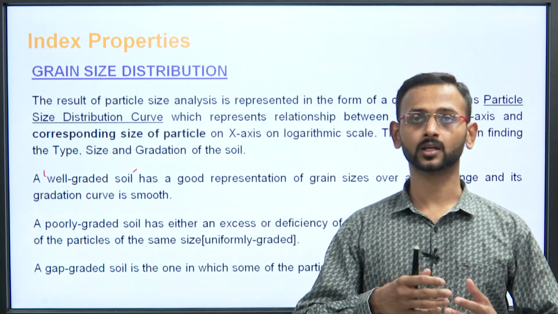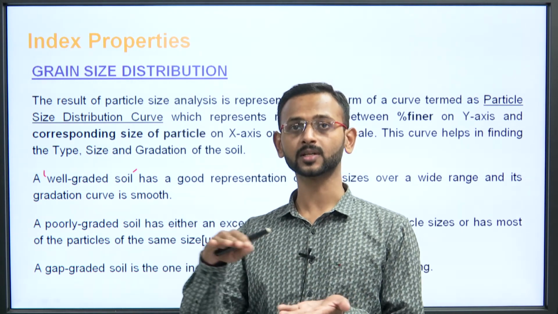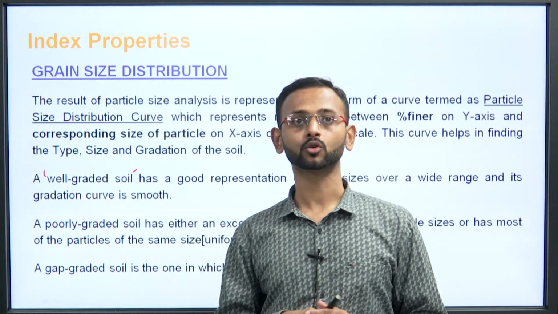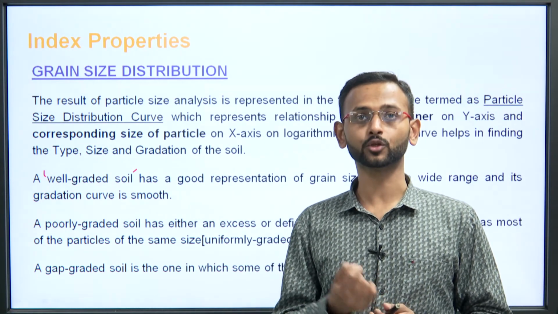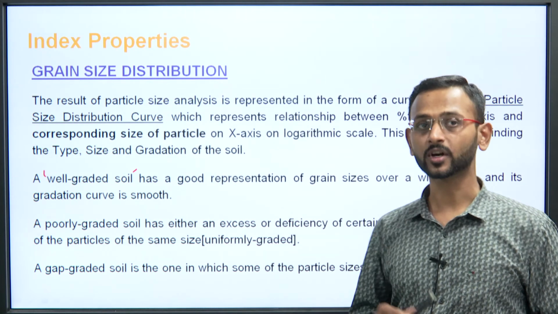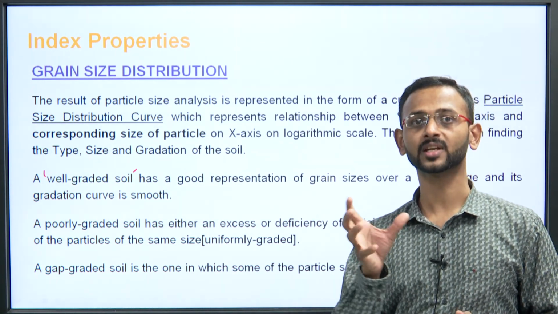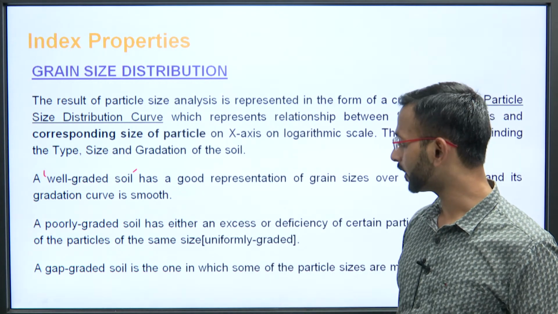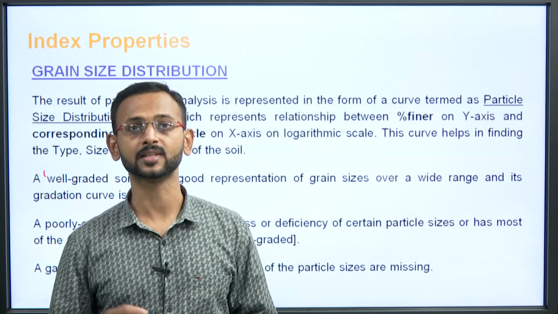That is like if we talk about a school, it has a uniform. So everything is the same, that is the uniform. So here also if the particles are of the same size, we will say it is uniformly graded soil. What is a gap graded soil? Gap means there is some portion which is left out. So a gap graded soil is one in which some of the particle sizes are missing.